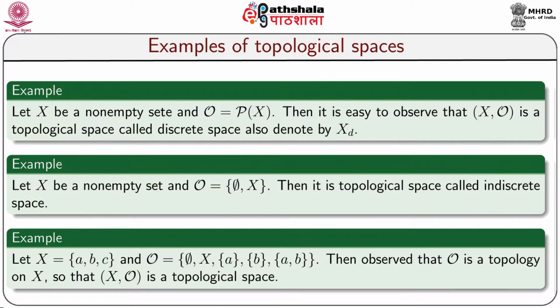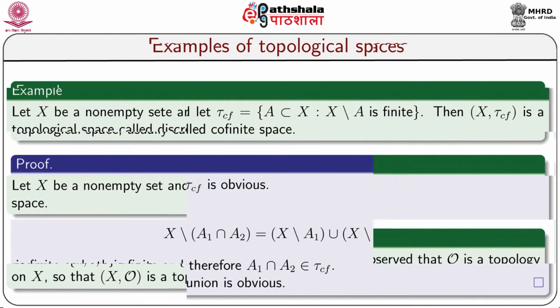Let us consider another example of topological space. Let X be the finite set {a, b, c}, and script O be considered. Script O contains the empty set, the whole set X, the singleton set {a}, the singleton set {b}, and the set containing a, b. We can verify that this is a topology on X, because this is closed under arbitrary union and closed under finite intersection. So, this is also a topological space.